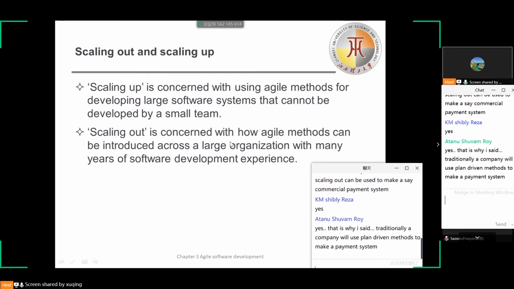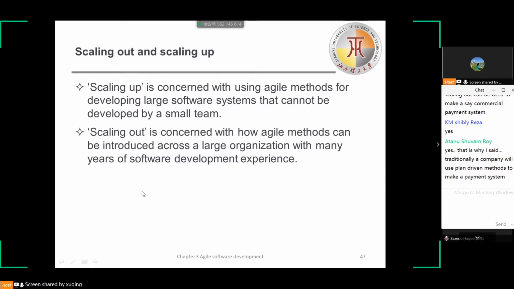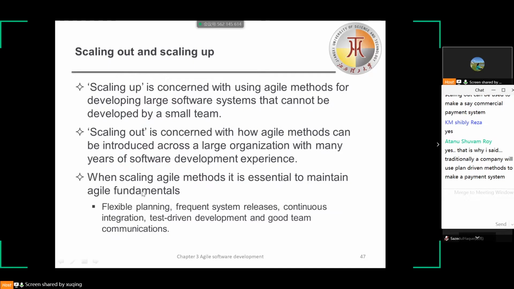I think Roy, you are right too. And scaling out is how to diffuse this concept in some traditional companies, some companies who use plan-driven methods. Okay, this is the difference between these two perspectives.